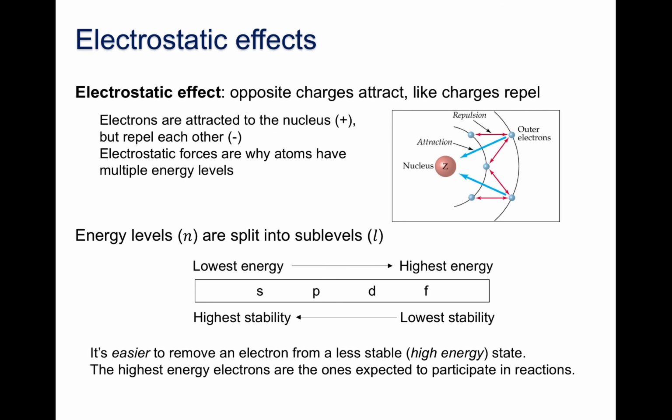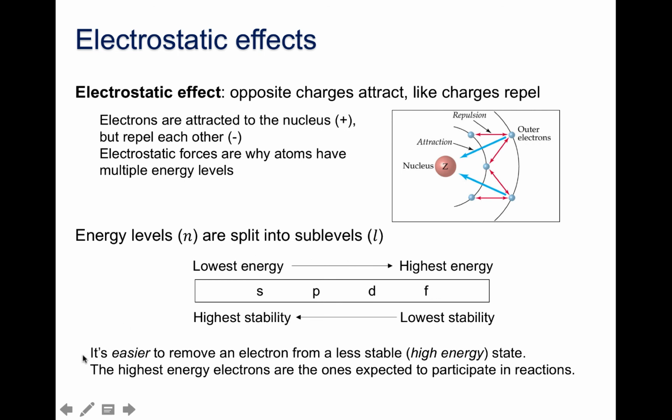We know that the different energy levels are split into sublevels, and they go in order from lowest energy to highest energy. And the low energy corresponds to a high stability. So something with a low energy is very stable. Something with high energy is not very stable. And so we go in order S, P, D, and F. S has the lowest energy. F orbitals have the highest energy.